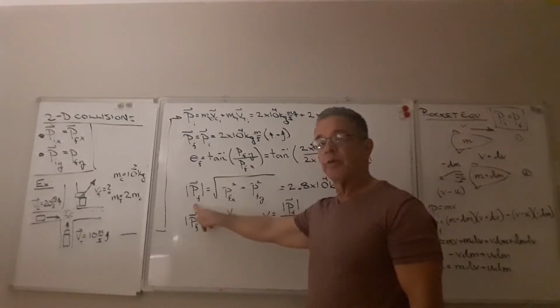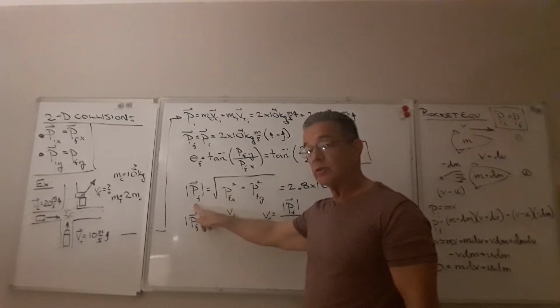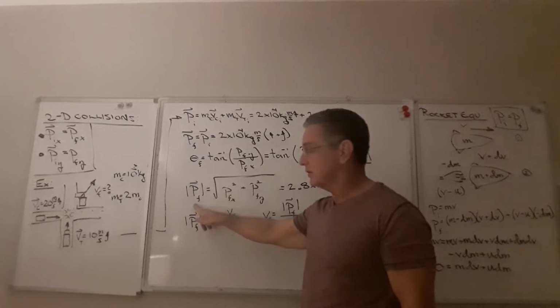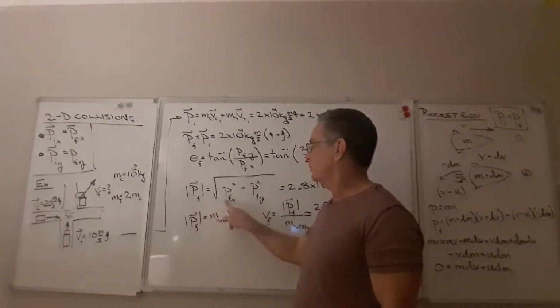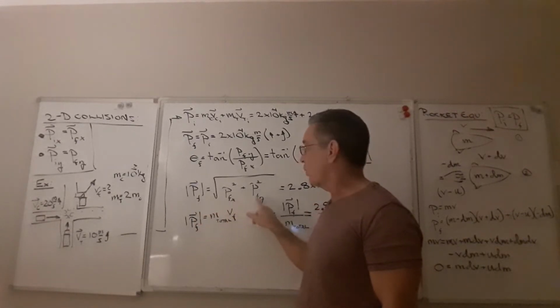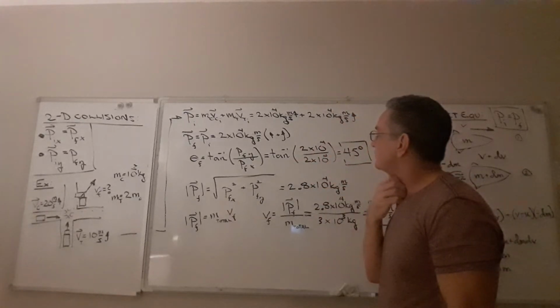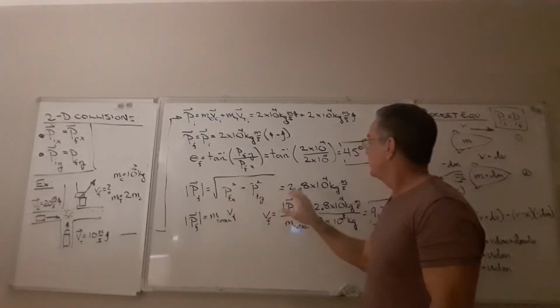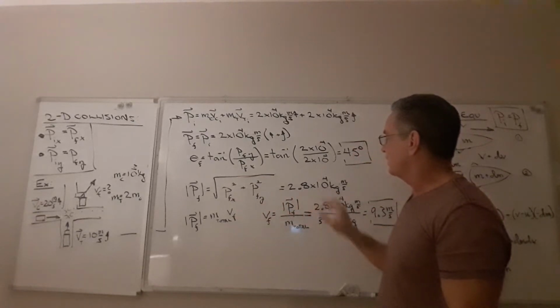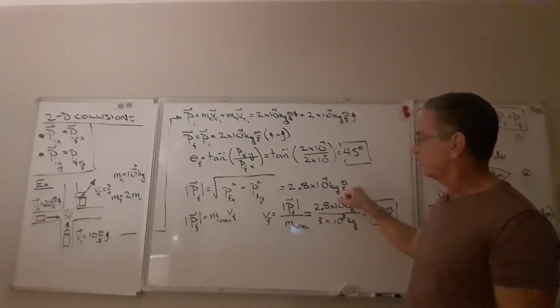Now I can use the Pythagorean theorem to solve for the magnitude of the final velocity, or final momentum, and that's going to be equal to the square root of the x component squared plus the y component squared of the final momentum. And if we do that, we get 2.8 times 10 to the fourth kilograms meters per second.